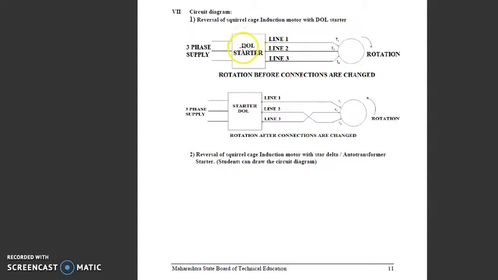You have to draw simply the same box, and instead of DOL you should write only the auto transformer. Everything is the same.